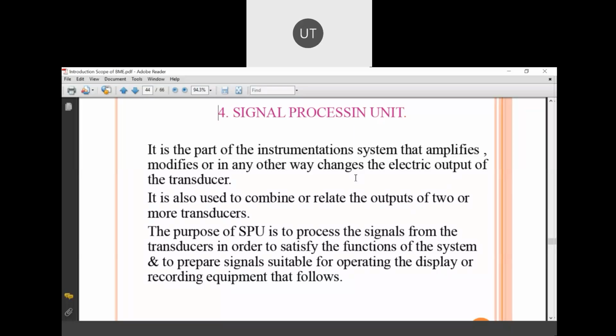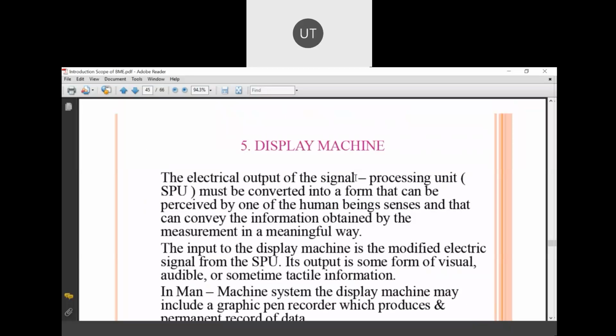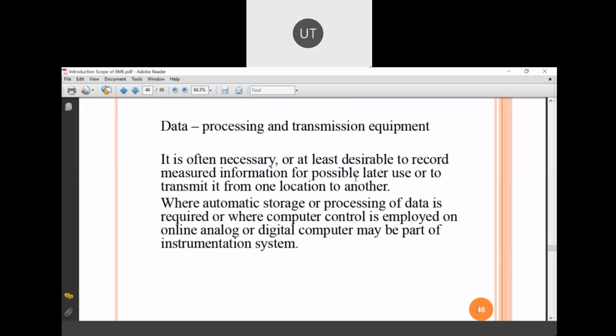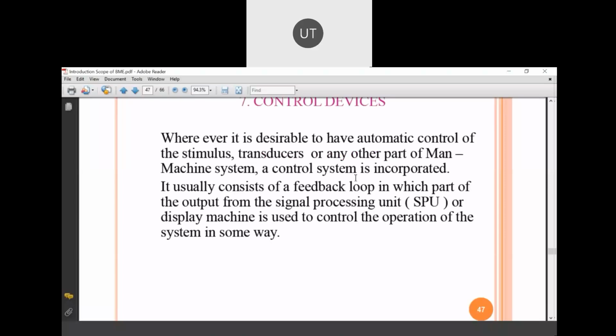Maybe EEG is there, then EMG and EOG you are going to just remove it out. Okay, display machine, that is the indication we are going to use for indicating the data. Recording: ECG, EEG, EMG, EOG, these are used for the recording purpose. And a few of the instruments are for control, like the hemodialysis machine that we have studied. So these are the different devices that will be present.